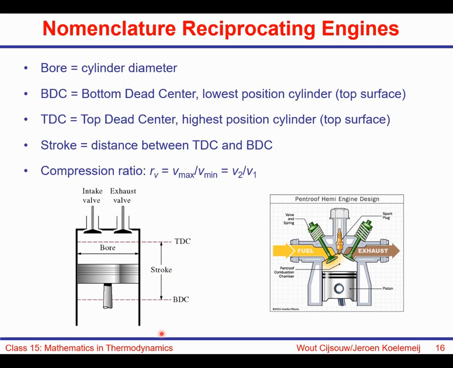And there's another concept that's called the compression ratio. That's the ratio of the maximum volume inside the cylinder during a cycle to the minimum volume inside the cylinder during a cycle. Now, in the following movie, Wout will tell you about a different kind of reciprocating engine, the Otto engine and the corresponding Otto cycle.